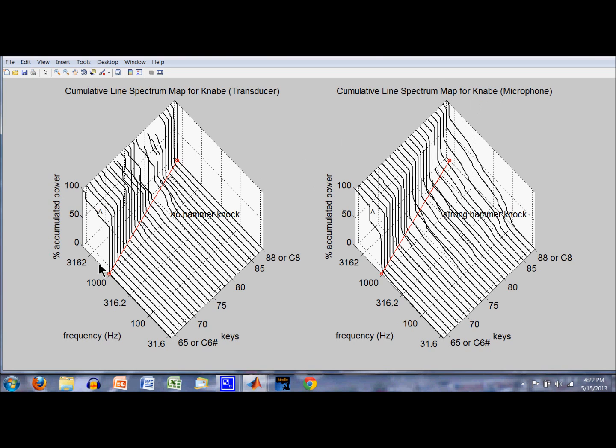Now here's the same area of numbers, the key numbers that is, 65 to 88, but now I used a transducer attached to the soundboard. So it is not going to hear the noise associated with the action movement, and you see there's no appreciable hammer knock here.